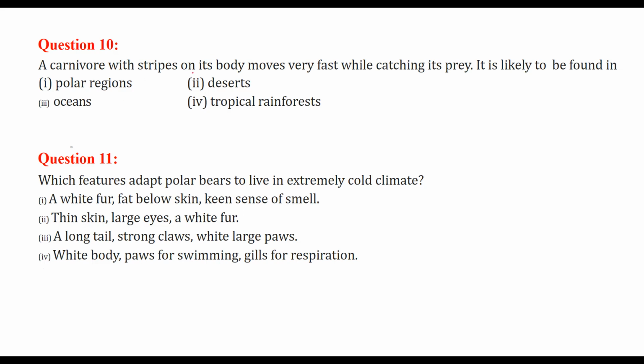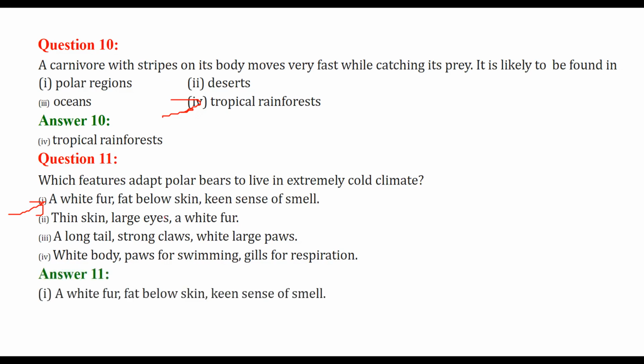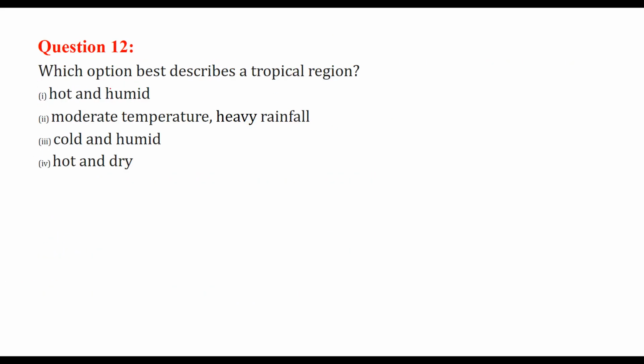A carnivore with stripes on its body that moves very fast while catching its prey is likely to be found in the tropical rainforest. This will be the answer. Which feature adapts polar bears to live in an extremely cold climate? Which one of these will be correct? This one: white fur, fat below skin, keen sense of smell. All these are making polar bears able to live in an extremely cold climate.